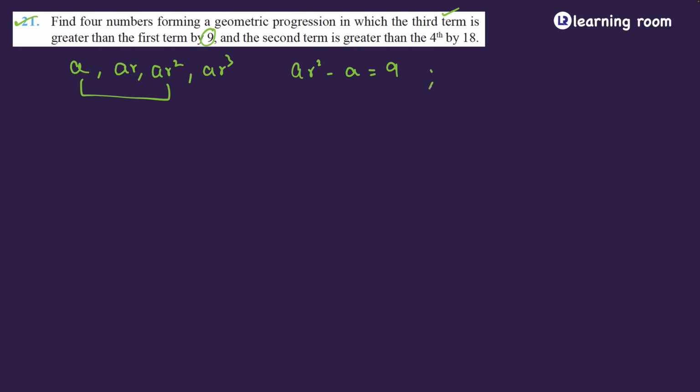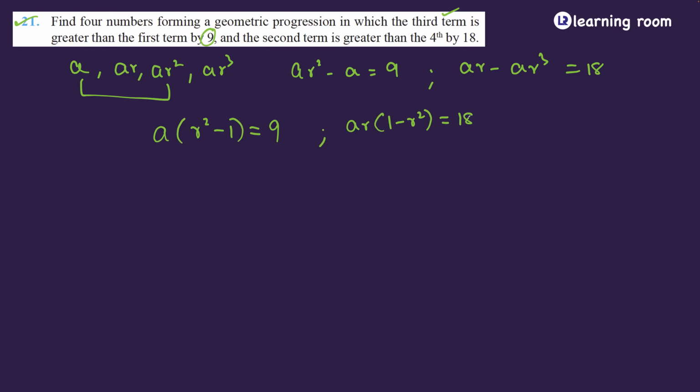Similarly, the second term is greater than the fourth term. The second term is AR. It is greater than the fourth term, AR cube, by 18. Is it clear? So here, if you observe, A into R square minus 1 is equal to 9. In this, I should take out AR common. AR into 1 minus R square is equal to 18. So divide both.